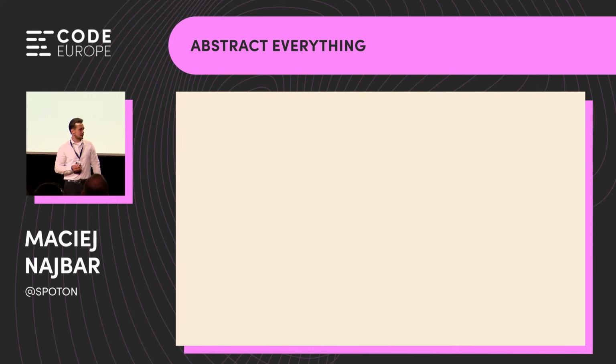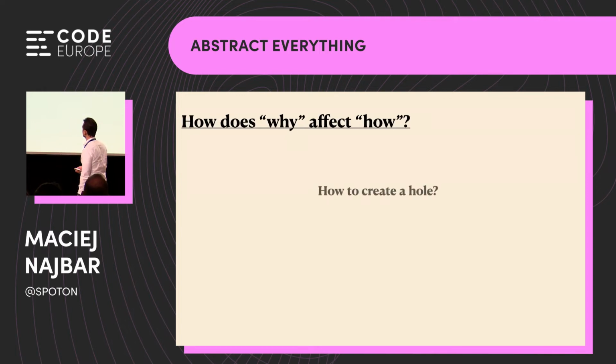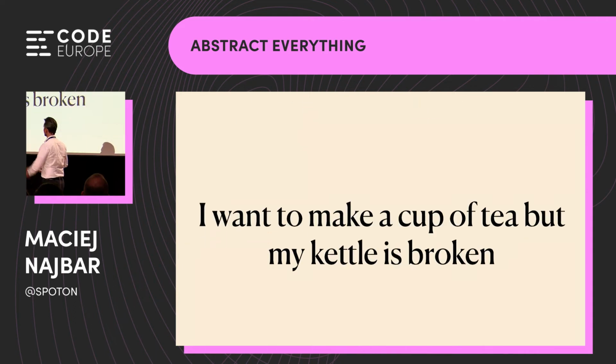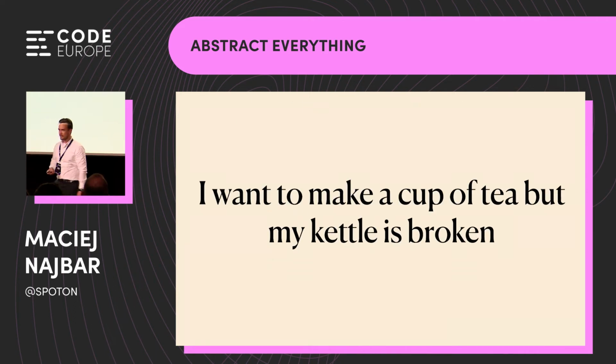Let me show you my favorite example. This is my favorite example. I want to make a cup of tea, but my kettle is broken. So if I needed to create an abstraction for it, it would be just an interface with the function make the tea. But if my implementation was tightly coupled to this kettle, I would have no choice. I would have to fix it.